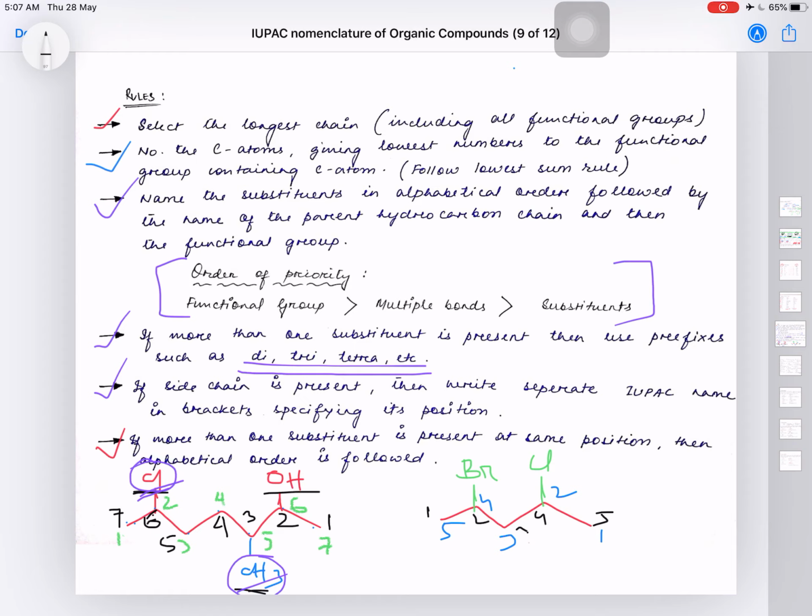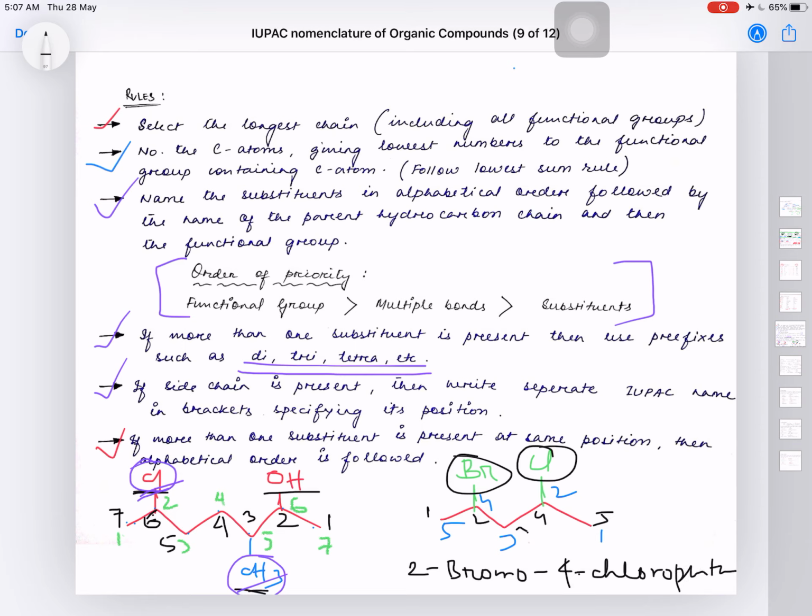Then in this case, which side will you choose? Here you have to check the alphabetical order. Since B comes first, we will take this order. So it will be 2 bromo 4 chloro, and since there are 5 carbons, it is pentane.